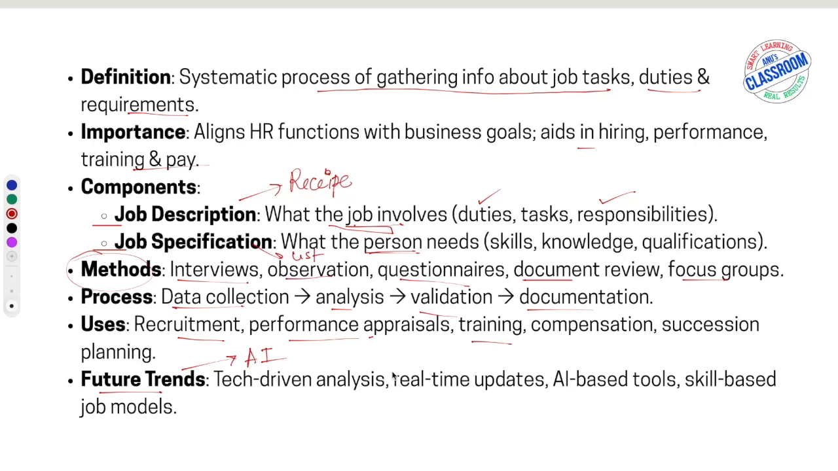So that was all about the important concepts in unit number 3. I hope this session was useful in your term and examination preparation. Until we meet again, happy learning.